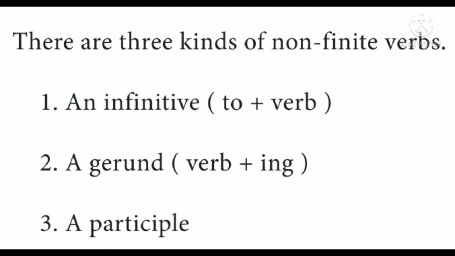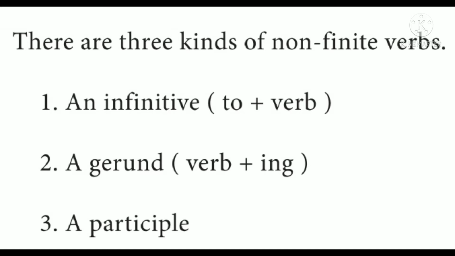First one, an infinitive. Infinitive is nothing but to plus verb. For example, to jump, that is to plus verb, jump. To read, to write, to sing. Next one is a gerund form. Gerund form means verb plus ing, that is play plus ing, playing. Watch plus ing, watching. Read plus ing, reading. So the verb ending in ing is gerund form, and if we add to in front of the verb, it is an infinitive form.